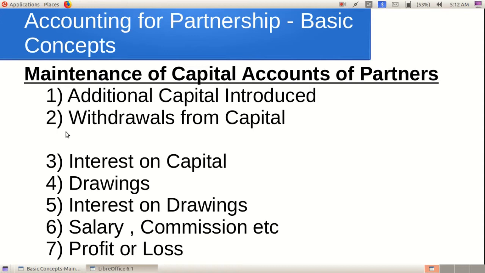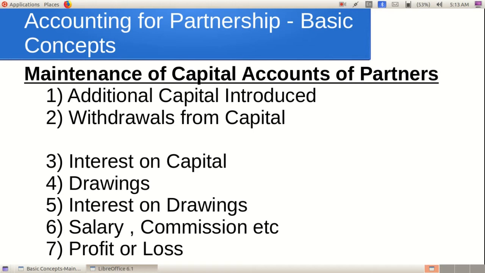Yes, look at this screen. There is a list of transactions that normally affect a capital account. Understanding these transactions will help you prepare the capital accounts of partners very easily. So we will identify these transactions and try to understand them, and that will ultimately help you in the preparation of the capital accounts of partners.